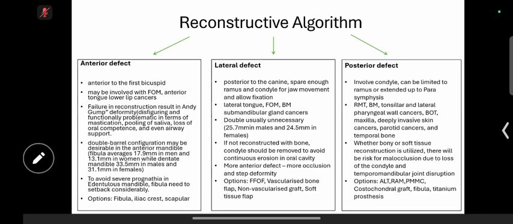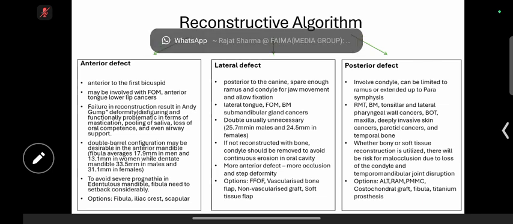Next is the lateral defect. It includes the area posterior to the canine, sparing the ramus and condyle for jaw movement and jaw fixation. The tumor could be from lateral tongue, floor of the mouth, buccal mucosa, submandibular gland cancers, etc. In this, the double barrel technique is usually unnecessary because the posterior height of the mandible in males is 25.7 mm and 24.5 mm in females.